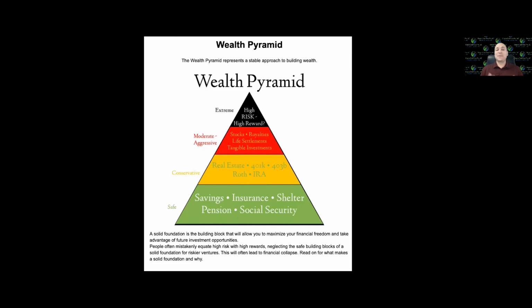But a lot of people have fun in this area as well. And it can certainly be very lucrative if you find the right investments. But for the most part, probably not going to need to delve into anything that puts your hard-earned money at an extreme risk. So that's our wealth pyramid.